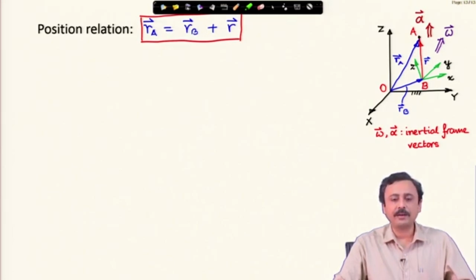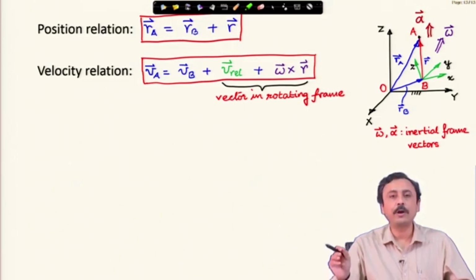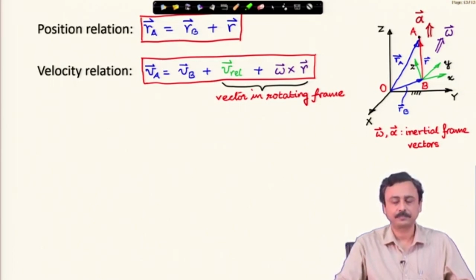Now, the position relation: the position vector of A, R A, is equal to the position vector of B, which is R B, plus that relative vector r. We had differentiated this and obtained the velocity of A in terms of velocity of B and the relative velocity. Remember, relative velocity is the velocity seen by the observer B of the point A measured in his or her coordinate axis, and omega cross r is the frame derivative because of the rotation of the coordinate frame small x y z.